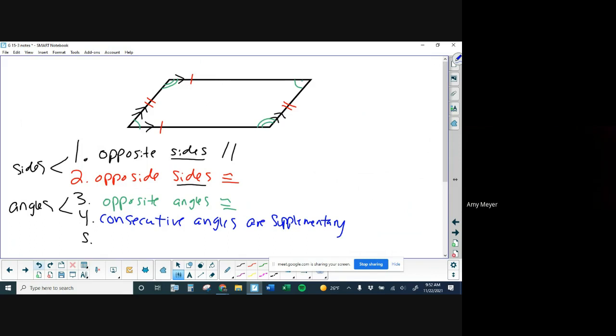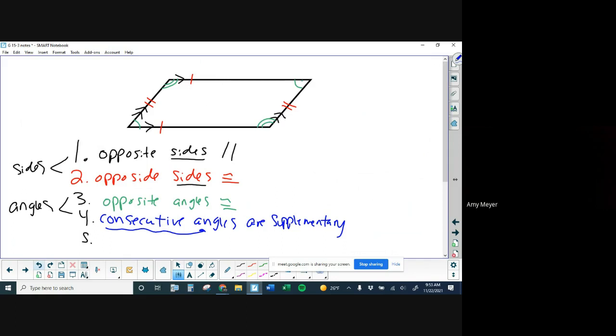Jack, did your paper say what consecutive is, or do you remember? The angles that are like right by each other. Yeah, right by or next to. So consecutive means next to. So angles that are next to each other are supplementary. Aubrey, do you remember what supplementary means? They add up to 180. So an angle and one next to it add to 180.